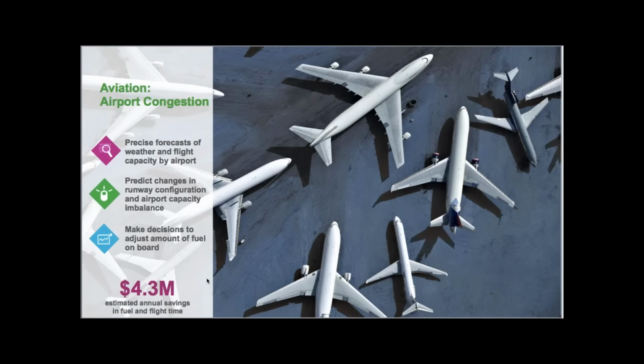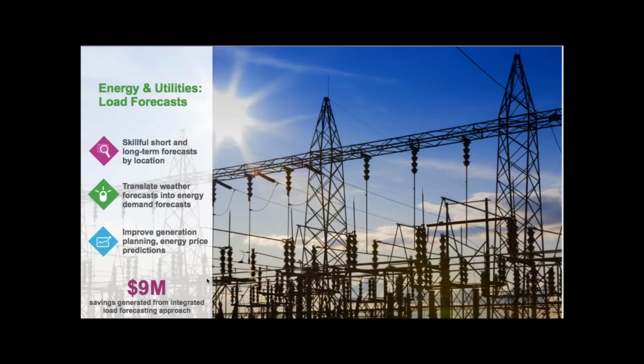From an airport congestion perspective, again, I noted earlier that we're heavily into the airline industry here in the U.S. and globally. This is a technology that enables ground controllers to make better decisions in terms of where airplanes are parked, how much fuel to load into planes, and runway configurations. You can imagine the choreography that goes on on the ground is almost as significant as it is in the air. And the precise weather forecasts that are now available to ground controllers have significant tangible impacts, in this case over $4.3 million in the study that we looked at, just in the area that we were focused on.